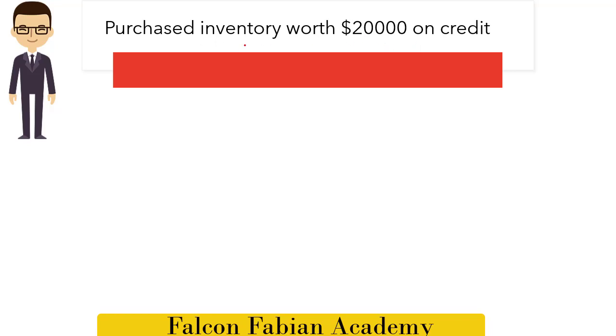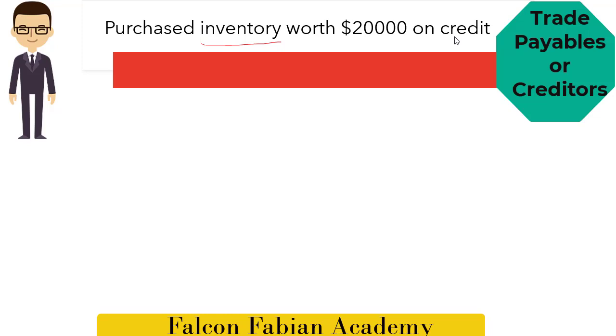So the first is going to be inventory and the second one is going to be, now here it is on credit, so the second one is going to be trade payables. Trade payables is also known as creditors. So if you're doing IGCSE or A levels, the term that you're going to use is going to be trade payables. And if you're doing an Indian board, then the term you're going to use is going to be creditors. I have already done a video on this. If you would want to watch that, I would provide a link of that in the description box below.